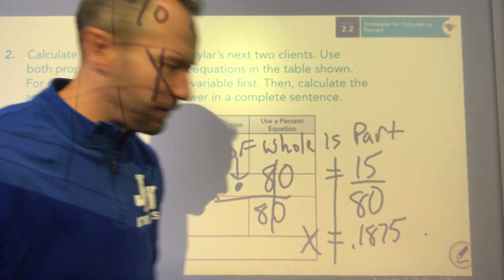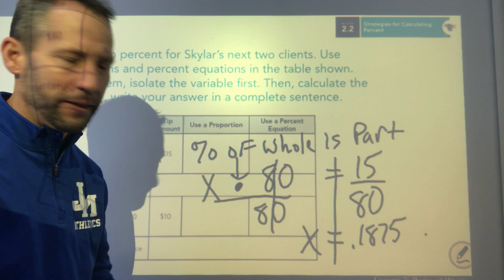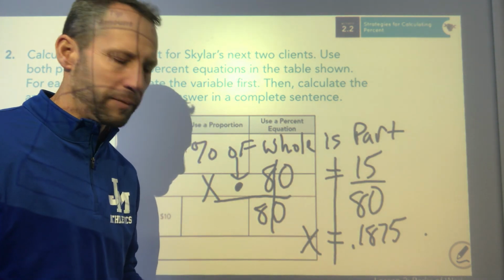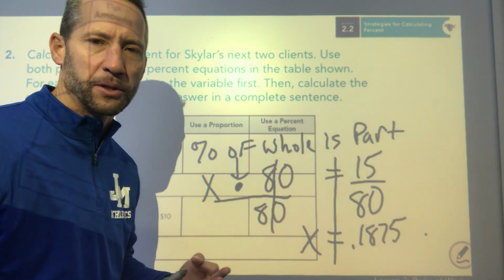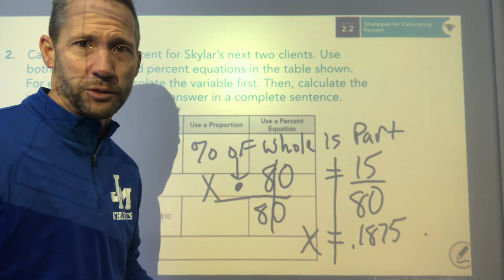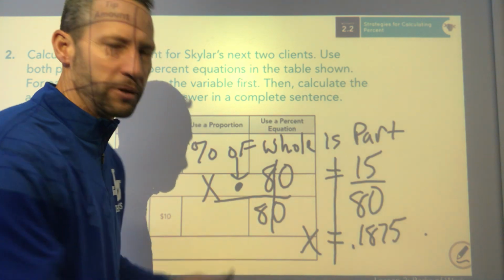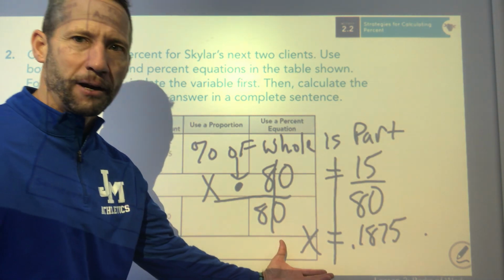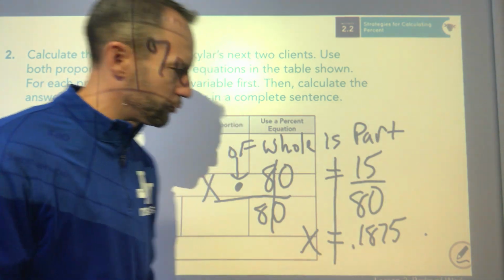That 0.1875 is not my answer. That's my decimal. And last week, we spent some time on converting between decimals, fractions, and percents. And we had a quiz on that last week, Thursday. And now students are seeing why we spent so much time on that, because now they're expected to know, how do I convert that decimal to a percent?